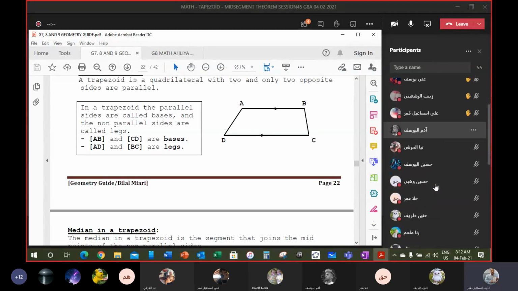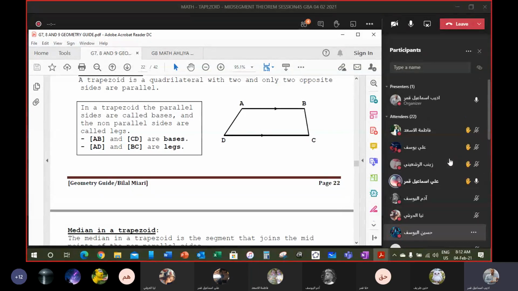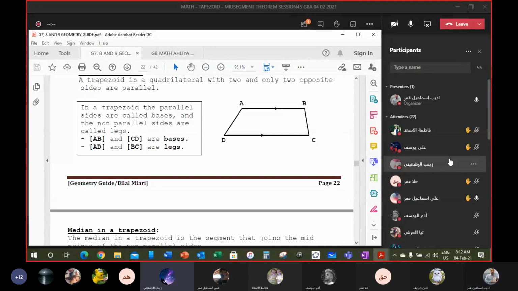We call this the mid-segment theorem in a trapezoid, or the median in a trapezoid. Zeinab: The median in a trapezoid is the segment that joins the midpoints of the non-parallel sides. Okay. What else do we say? It is parallel to the bases and equal to half the sum of the lengths of the bases.